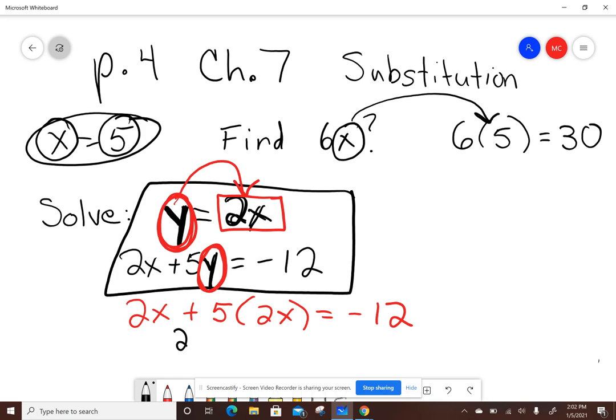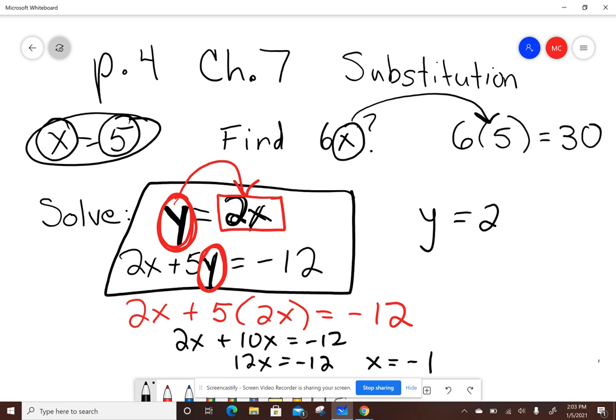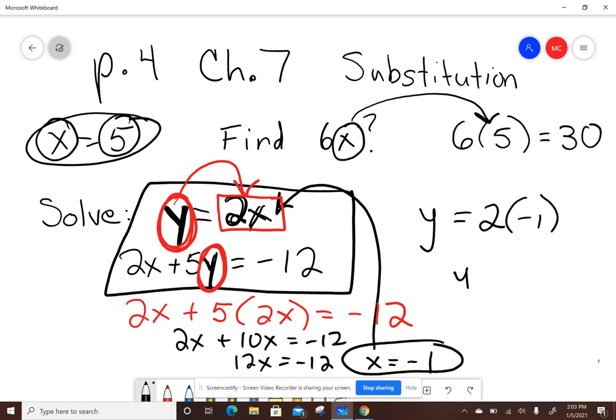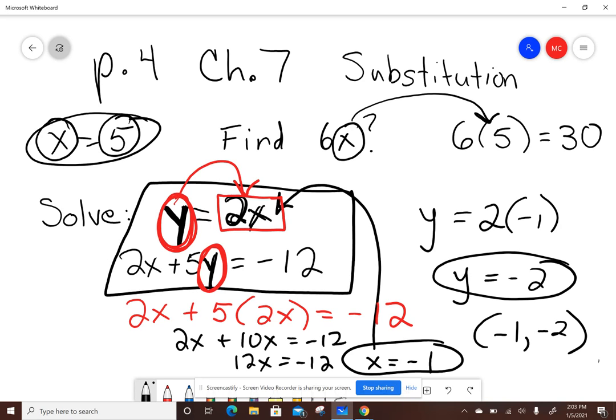So to finish this problem, I say 2x plus 10x equals negative 12, or 12x equals negative 12. So therefore, x equals negative 1. Now, once I know what x is, I can then substitute negative 1 for x. So y equals 2 times negative 1, or y equals negative 2. So I always write my answer as an ordered pair, negative 1, negative 2. But I found the solution to this system by using substitution.